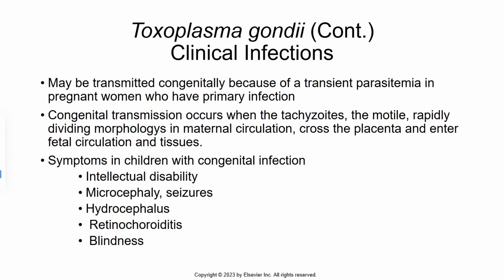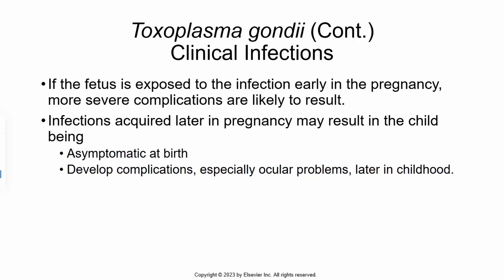Symptoms in children with congenital infection include intellectual disability, microcephaly and seizures, so smaller than normal brain size. Hydrocephalus would be swelling of the brain due to increased tissue or fluid in the brain. Retinochoroiditis or blindness, so that's if it gets into the eyes, it can impact eye development. If the fetus is exposed to infection early in pregnancy, more severe complications are likely to result. Infections acquired later in pregnancy may result in the child being asymptomatic at birth, like I mentioned, but eventually they can develop ocular problems later in life.